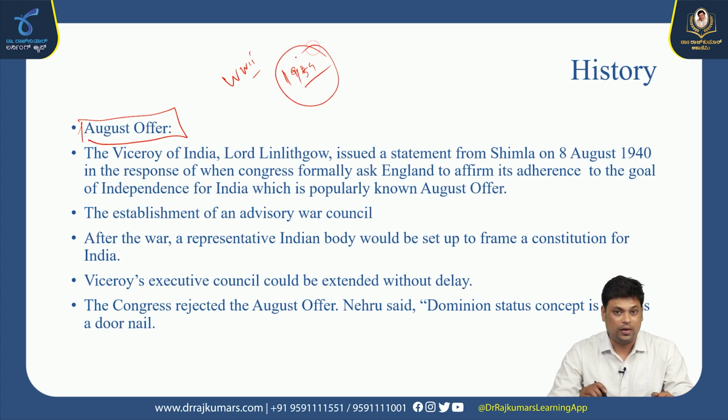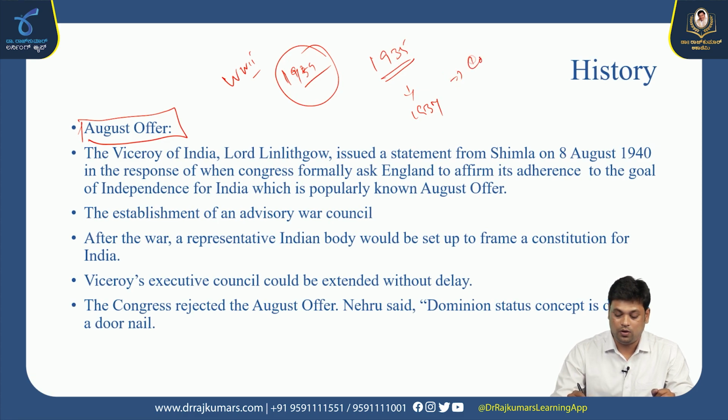During this time period, a lot of changes happened in India. As per the 1935 Act, elections were held in 1937 in India, and the majority of the seats in all the provinces were won by Congress. So Congress is now the majority party. Now World War II was happening during this time period.